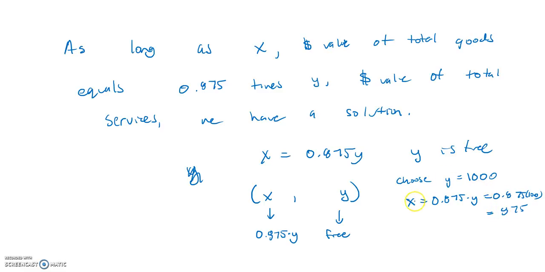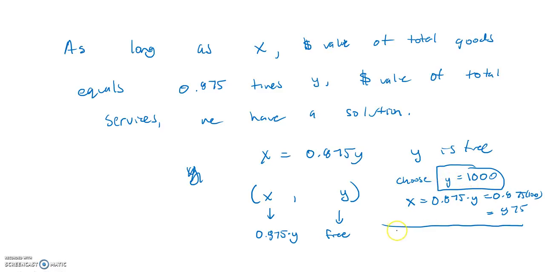So that means that I can produce $1,000 worth of services, and as long as correspondingly the goods sector produces $875 worth of goods, then we will have an equilibrium situation where each company's incomes equal their expenditures. Again, many possible solutions here. It really just depends on their manufacturing level.